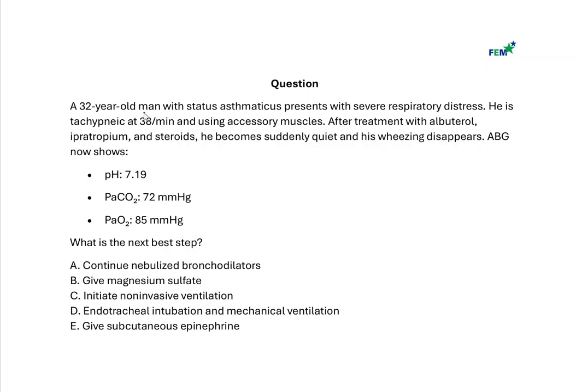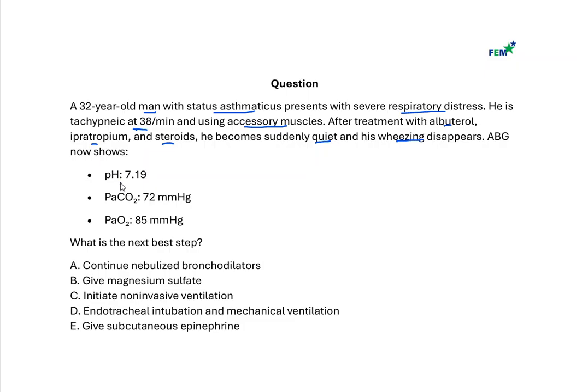A 32-year-old man with status asthmaticus presents with severe respiratory distress. He is tachypneic, using accessory muscles after treatment with albuterol, ipratropium, and steroids. He becomes suddenly quiet and his wheezing disappears. So that's not a good sign.